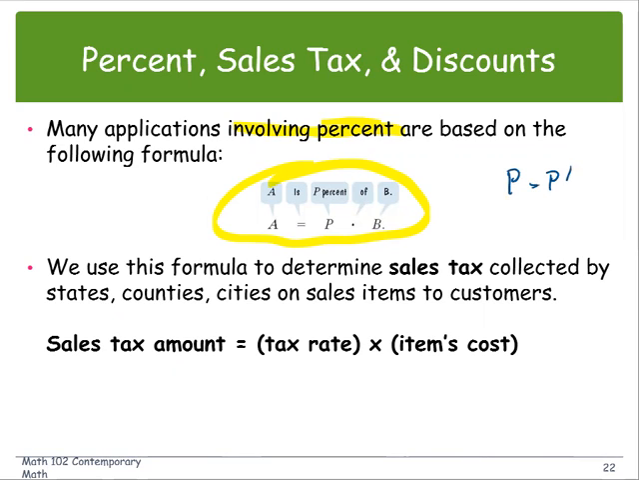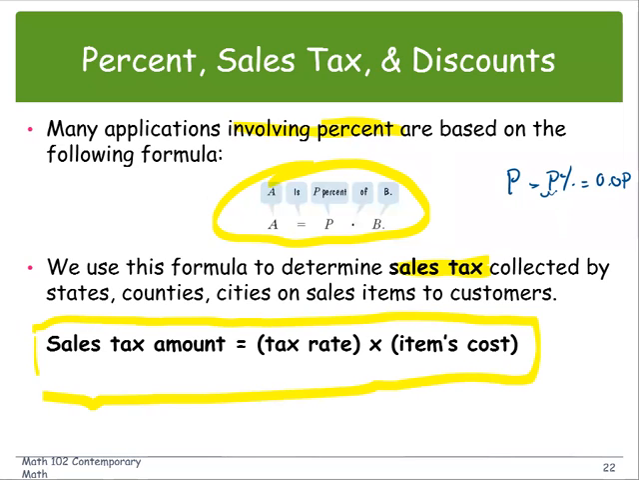If P is the percent, we change it to a decimal number: we locate the decimal point and move it to the left 2 positions, giving 0.0P as the value that we use to compute within this formula. We use this formula to determine sales tax collected by states, counties, and cities on items sold to customers. To compute the sales tax amount, we multiply the tax rate, which is in percent form, and the item cost or the price of the item.